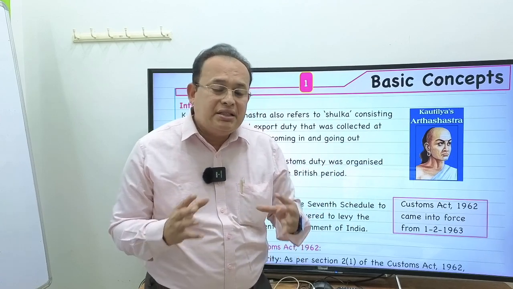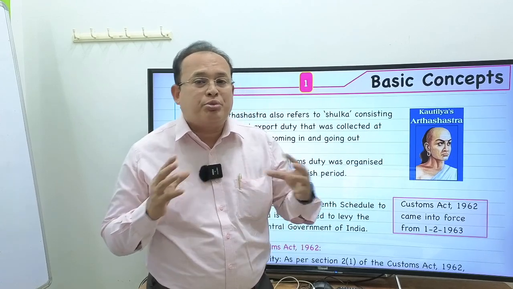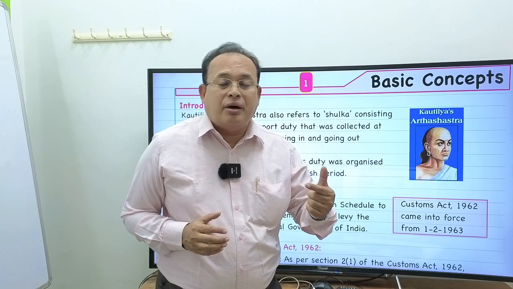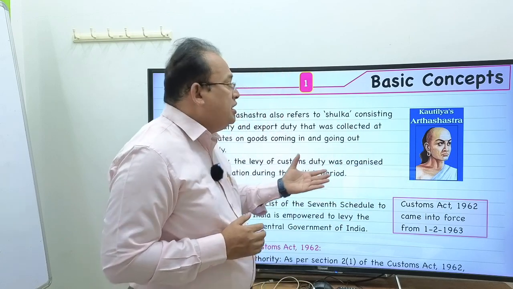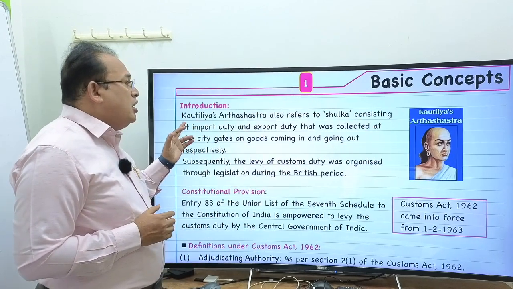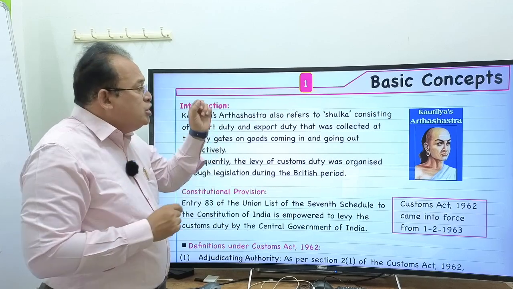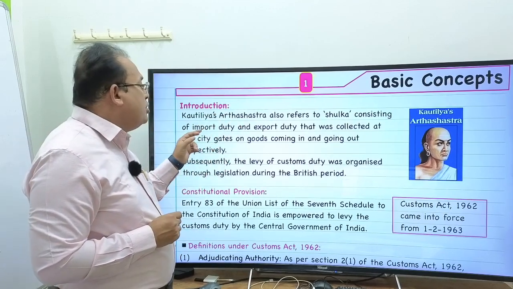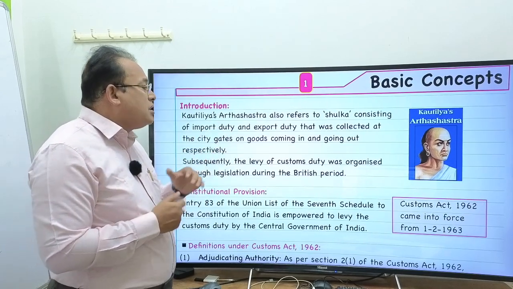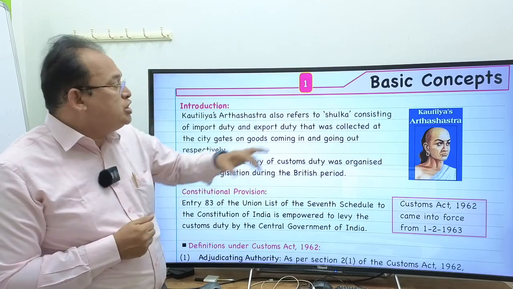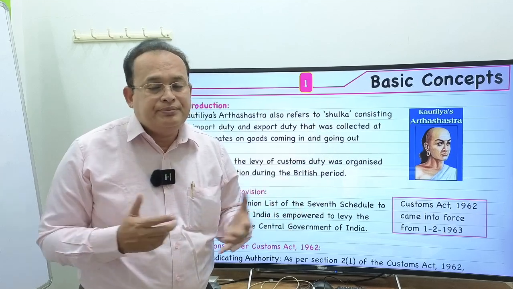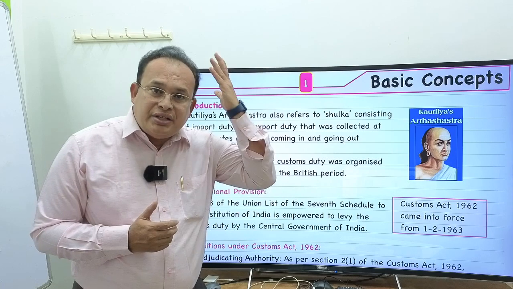But the only thing is, from time to time legislations have been passed. Accordingly, we have to update our knowledge with regard to customs law. In this regard, I am bringing to your notice that as per Kautilya's Arthashastra, it was referred to as shulka, consisting of import duty and export duty, that was collected at the city gates on goods coming in and going out respectively. Shulka is nothing but duty. The Sanskrit word shulka is nothing but duty. It was levied on those days.